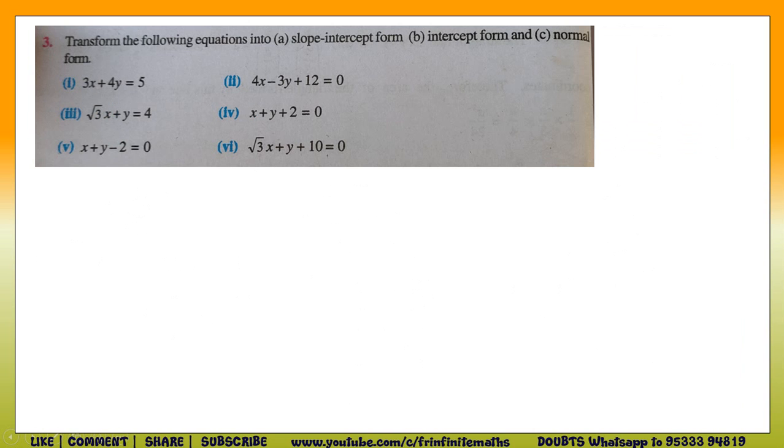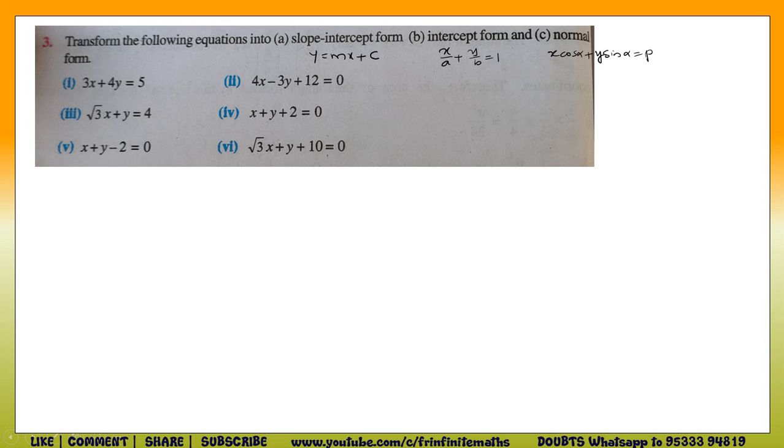So what is slope intercept form? Slope intercept form should be represented in the form of y is equal to mx plus c. Next, intercept form means you need to represent that in the form of x by a plus y by b is equal to 1. Next, normal form, just now we did it, is x cos alpha plus y sin alpha is equal to p. So you need to represent in these forms, right?